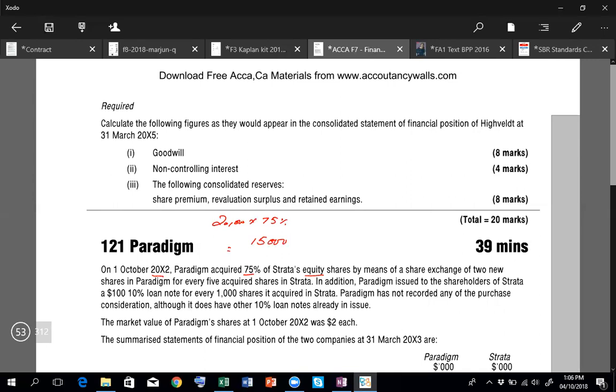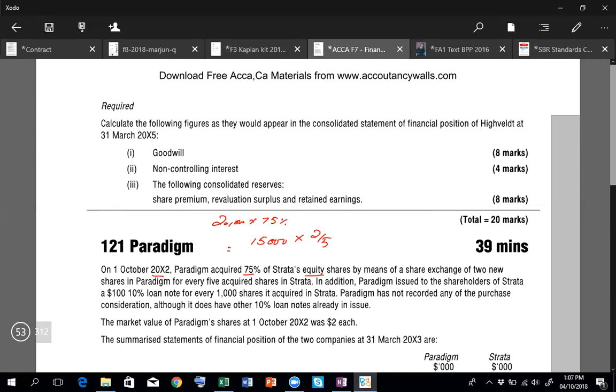So on 1st October 20x2, Paradigm acquired 75% of the equity shares. That means we have 15,000 shares acquired by means of a share exchange of 2 new shares in Paradigm for every 5 shares acquired. So multiply by 2, divide by 5. This is the fraction we have.